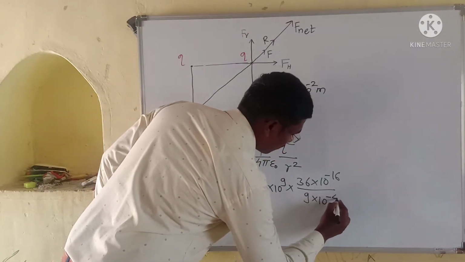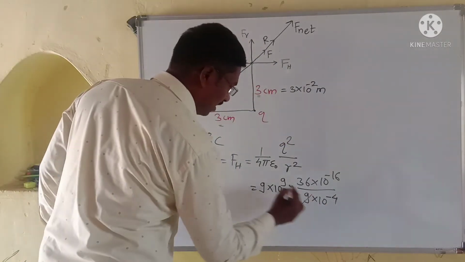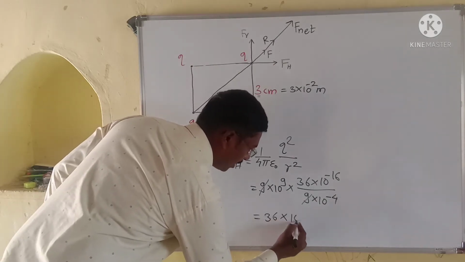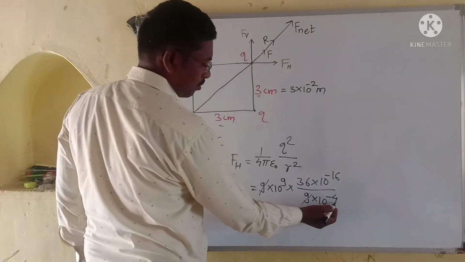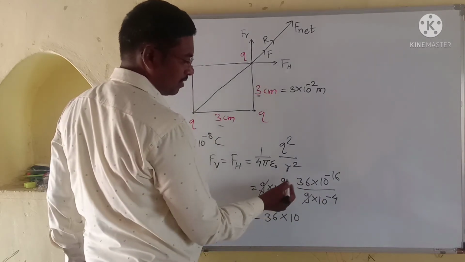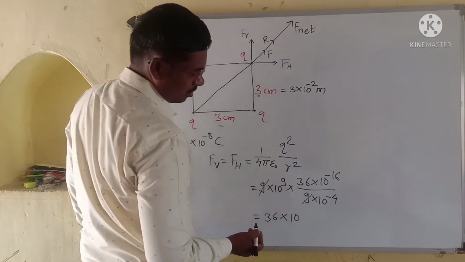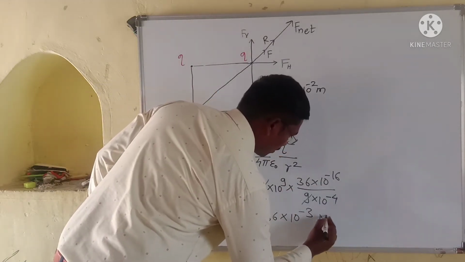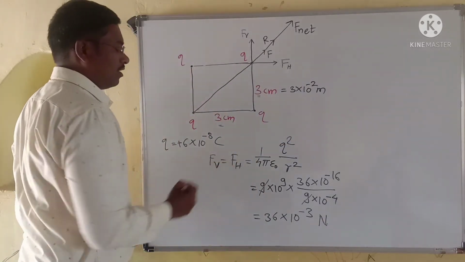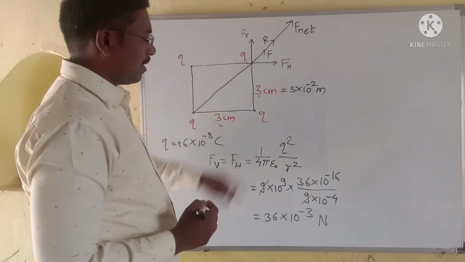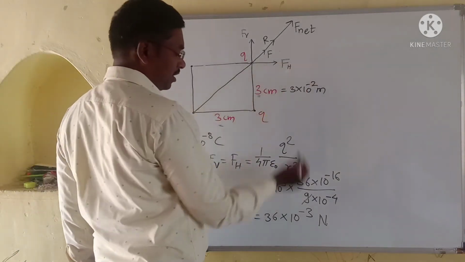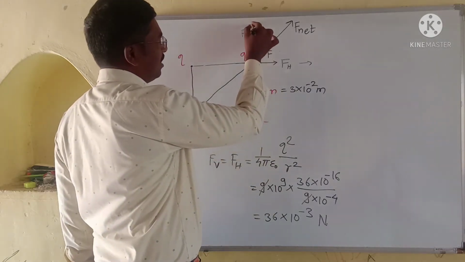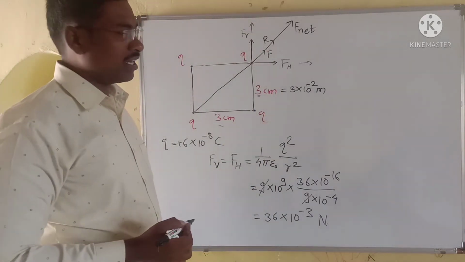Okay. This 9 gets cancelled, so it is equal to 36 into 10 raised to this 4, which comes in the numerator, so it will be 4. 9 plus 4 becomes 13, minus 16, it will be minus 3 Newton. F_V and F_H both have the same magnitude. This 36 into 10 raised to minus 3 acts in the horizontal direction. Also 36 into 10 raised to minus 3 acts in the vertical direction.